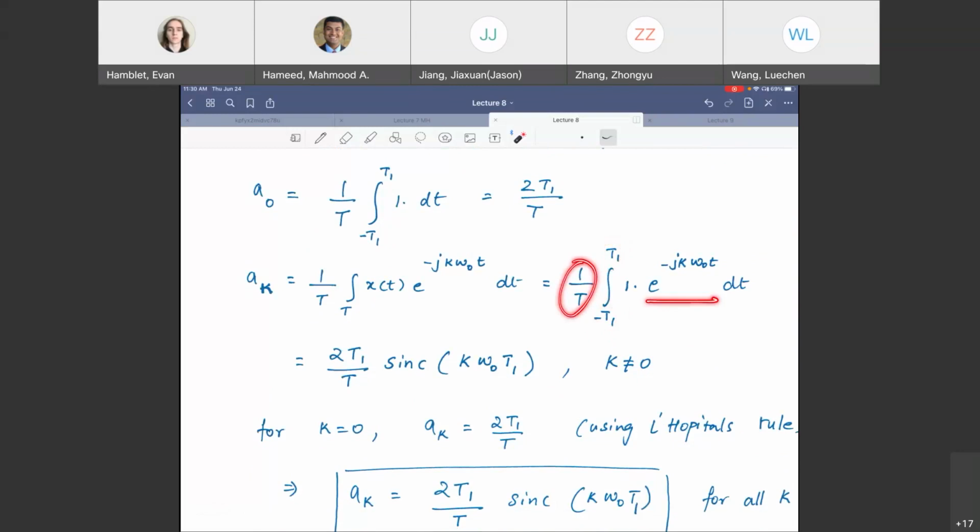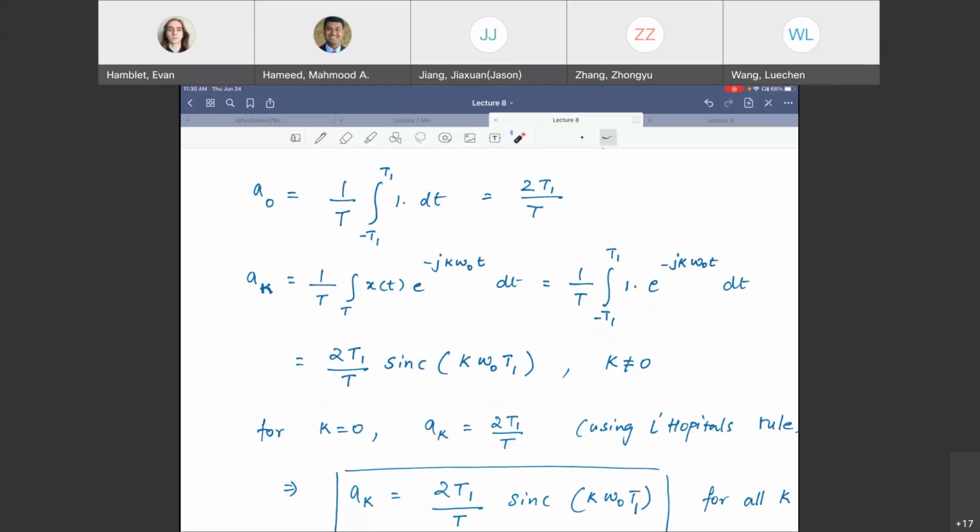Now you have e to the negative jk omega naught t. Integrating a complex exponential shouldn't be that bad. When you do that and plug in the limits, this is what you get as your answer: 2 T1 divided by T sinc k omega naught T1. This is for k that doesn't equal 0.